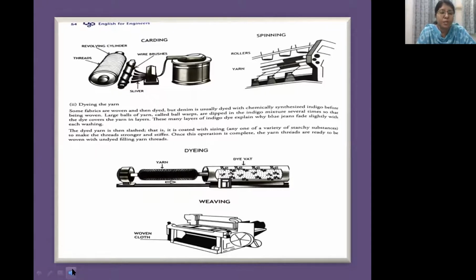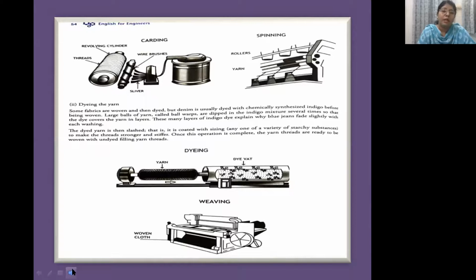The next process is dyeing the yarn. Some fabrics are woven and then dyed, but denim is usually dyed with chemically synthesized indigo before being woven. Large balls of yarn called ball warps are dipped in the indigo mixture several times so that the dye covers the yarn in layers. These many layers of indigo dye explain why blue jeans fade slightly with each washing.